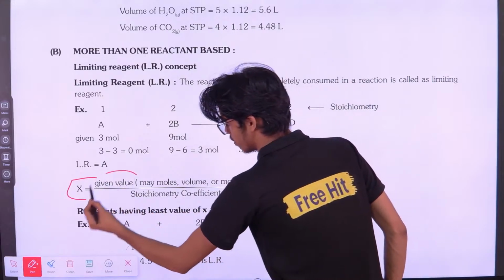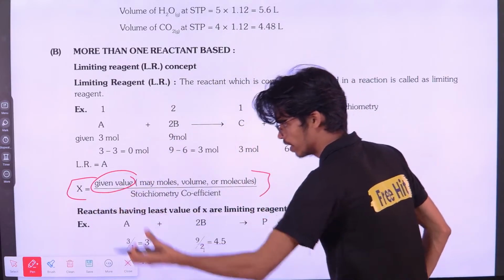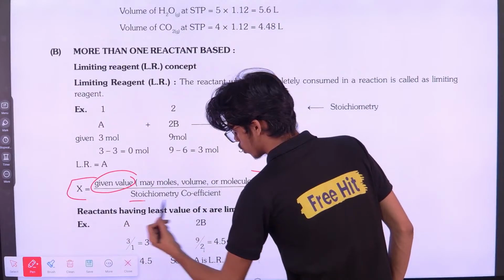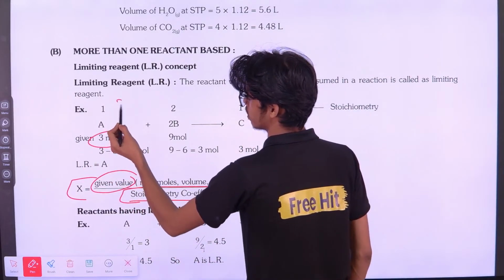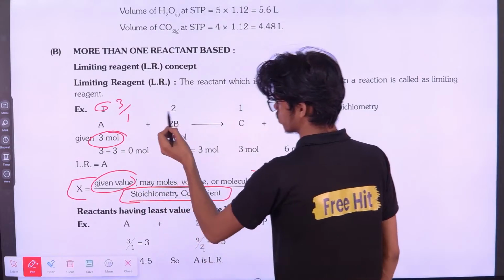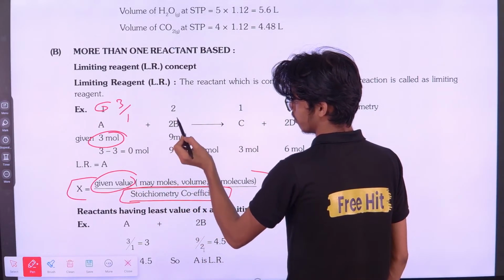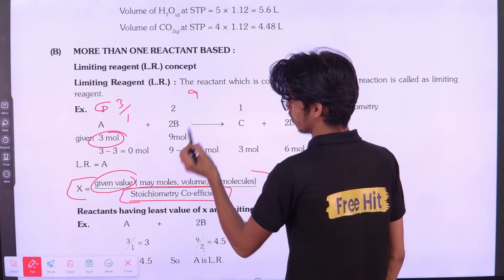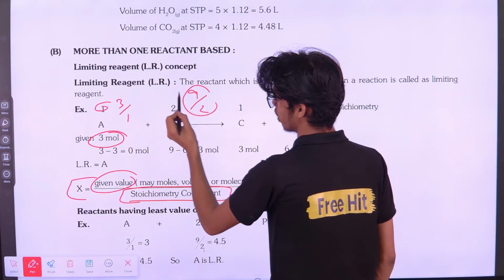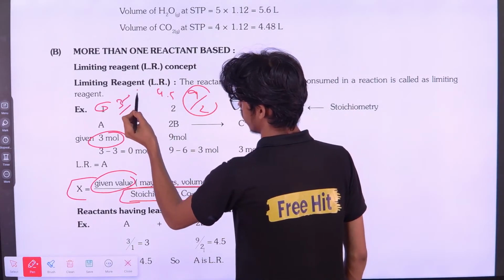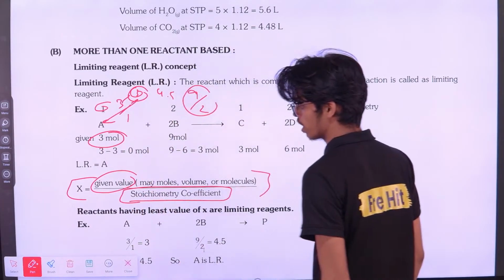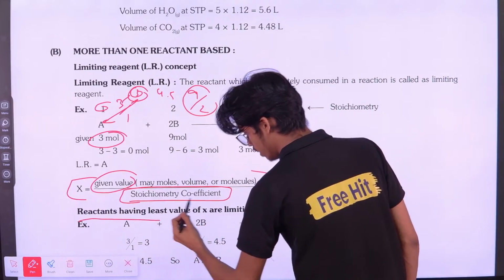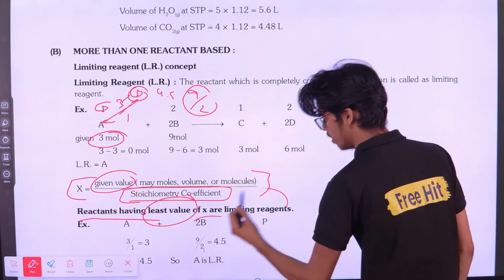So whatever the given value is, if it is in terms of liter, whatever it is, you divide by the stoichiometric coefficient. Got it? So it was 3, so you divide 3 by 1. It was 2, so see, given is 9, but divide by 2. Okay, this is 4.5, this is 3. Which one is lesser? Sir, 3 is lesser. It means it is the limiting reagent. Reactants having the least value of X are the limiting reagents.